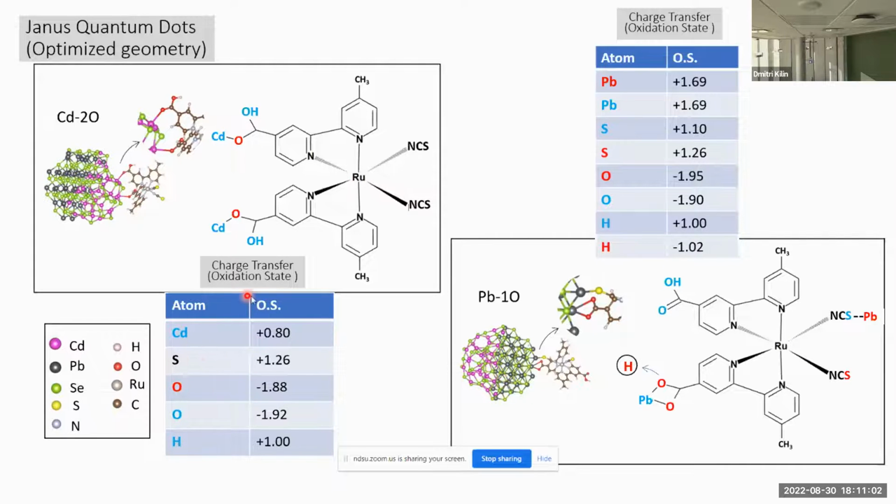Then I have also calculated the charge transfer in the gases which are absorbed or interact on the surface. Cadmium is +0.80, sulfur +1.26, and similar to the hydrogen, here COOH has +1. Another is lead 1O, in which 1 oxygen group or COO group of the dye is absorbed on the surface of lead. With the color representation of these elements, we can see the charge transfer value for each case. Here we can also see the hydrogen atom, which is separated from this bond, has a negative charge, but the hydrogen on the COOH group is still maintaining the +1 charge.